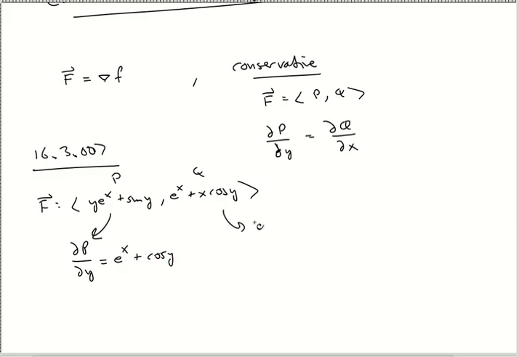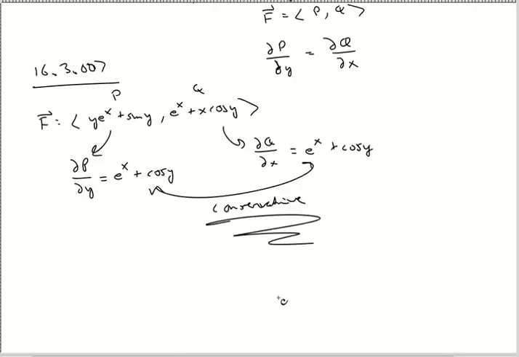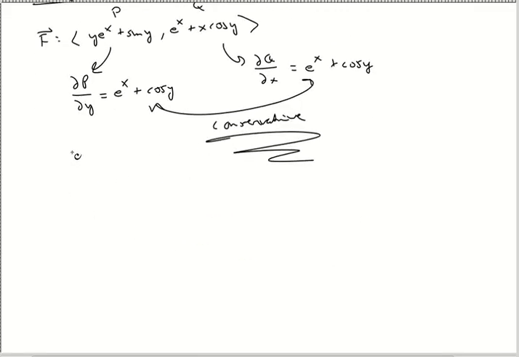Okay, this guy over here, del Q del x, dQ/dx. In terms of x, we got e to the x, doesn't change, and then this guy here, x is going to go away and leaves a cosine. These are equal, so I would say yes, conservative. Great.